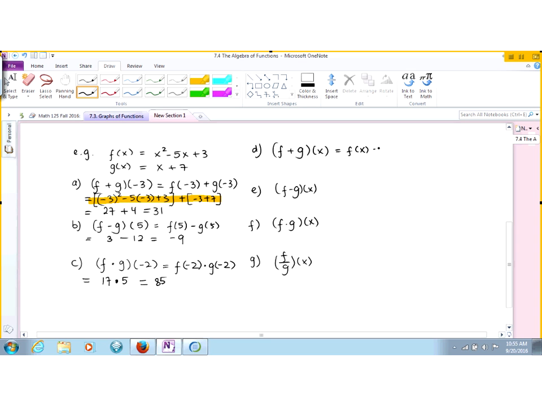Now, f plus g of x. So this is f of x plus g of x. So what is f of x here? x squared minus 5x plus 3. That is your f of x. Plus g of x, that is x plus 7. Good. So this is equal to x squared minus 4x plus 10. All right.